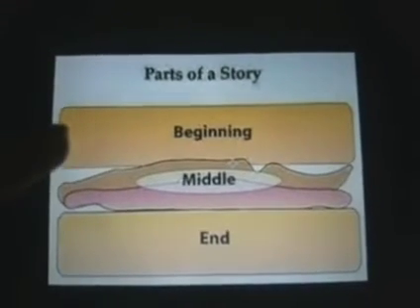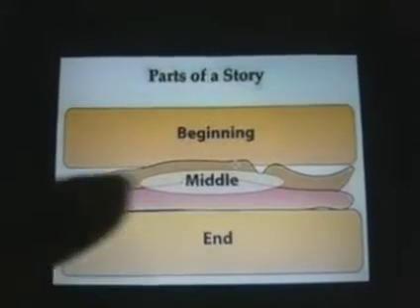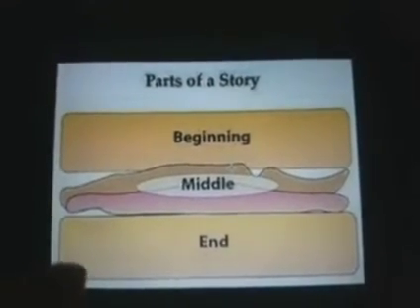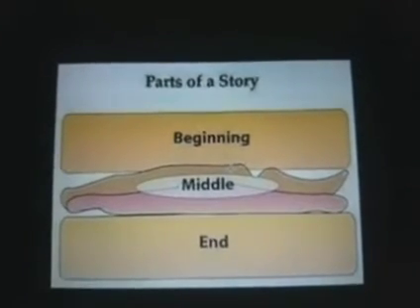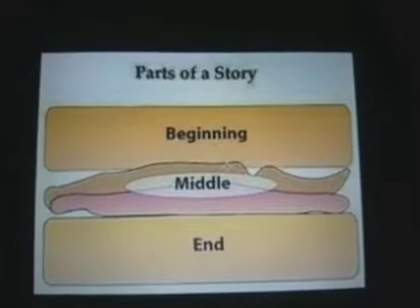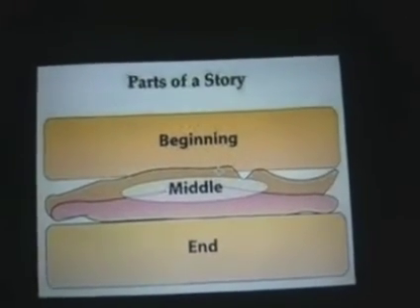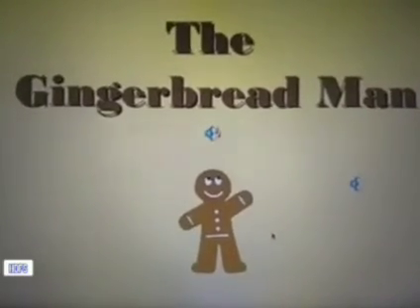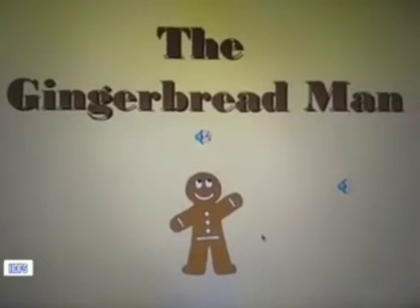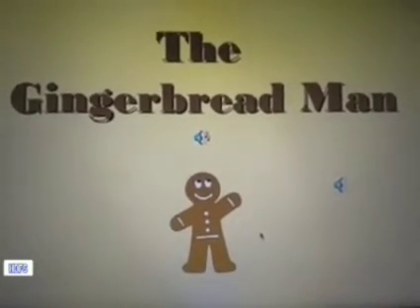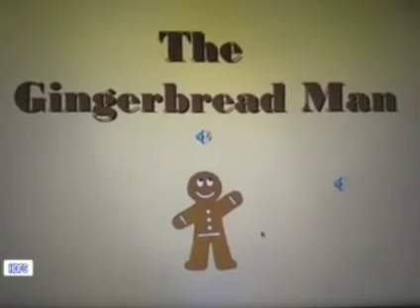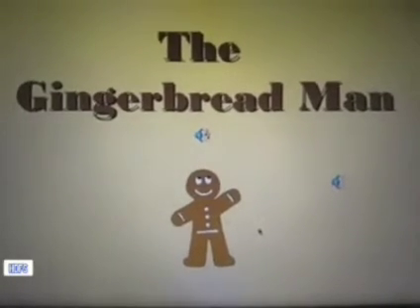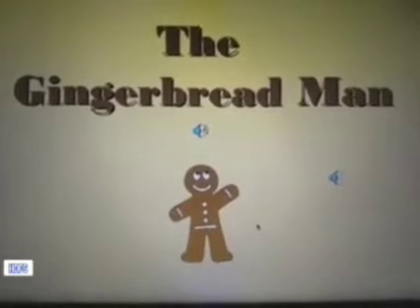The top slice is the beginning of the story. The middle, or the filling part, is the middle part of the story. And the bottom slice is the end of the story. So the three parts of a story are the beginning, the middle, and the end. So children, we just discussed that every story has three parts: the beginning, the middle, and the end. So now let us discuss the beginning, the middle, and the end from the story The Gingerbread Man.